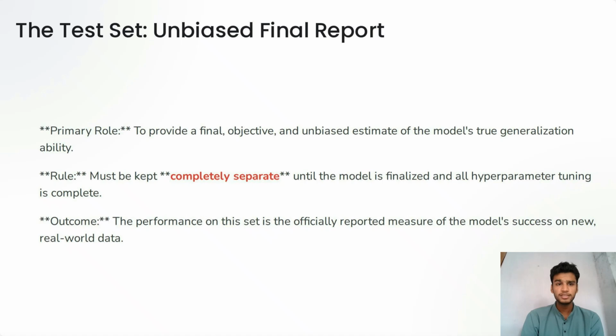The third set is the test set, the unbiased final report. Primary role: to provide a final, objective and unbiased estimate of the model's true generalization ability. Rule: it must be kept completely separate until the model is finalized and hyperparameter tuning is complete. Outcome: the performance on this set is the officially reported measure of the model's success on new real-world data.